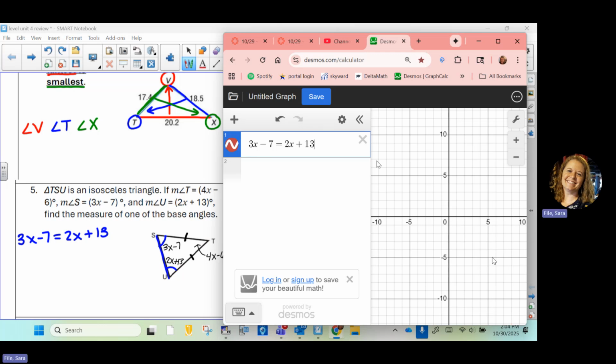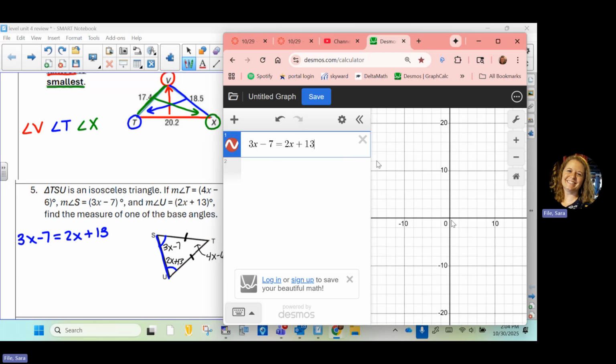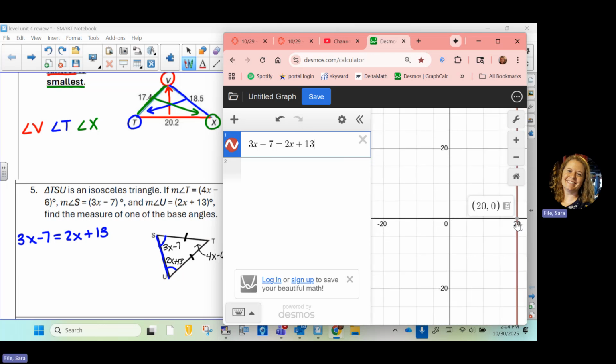Now, I don't see a line on my graph. What do you think I should do? Just quit and give up? No. How about I zoom out? Maybe it's further out. There it is. You see it over here?